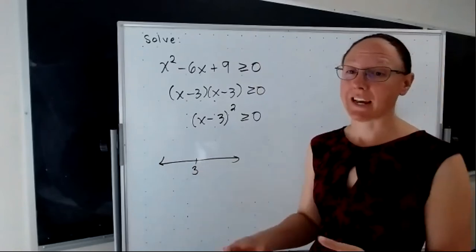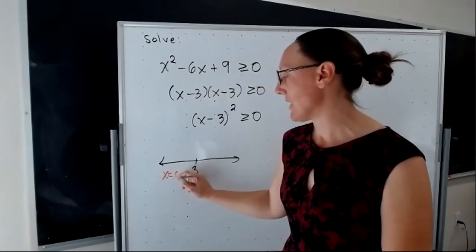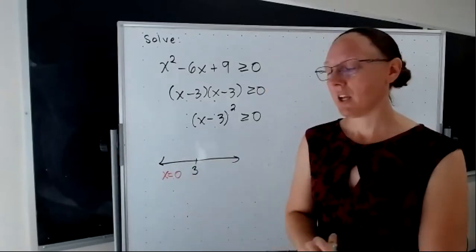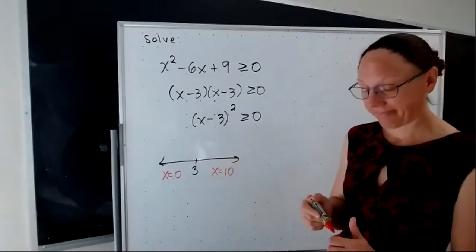And then I'm thinking about some test points. So on the left-hand side of 3, I'm going to pick my favorite easy point, x equals 0. And on the right-hand side of 3, I don't know why, I kind of like 10.